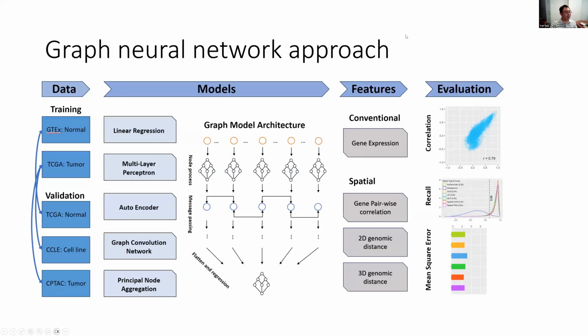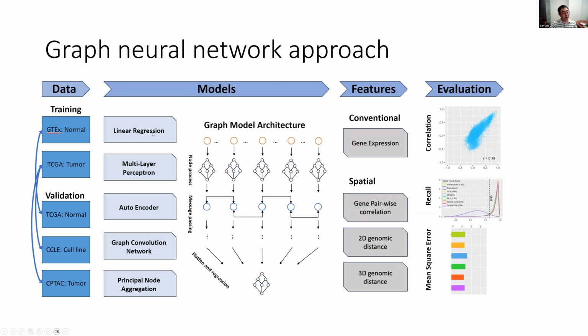Let's go on. So this is our study design. We decided to use a graph neural network approach instead of traditional linear regression. Those are the data sets we have. In the training, we had GTEx normal and the TCGA tumor. And in the validation, we used TCGA normal, CCLE cell line, and then CPTAC tumor. So this is our pairing scheme.